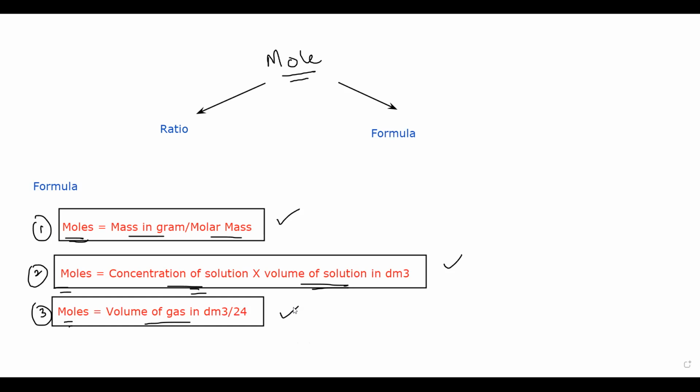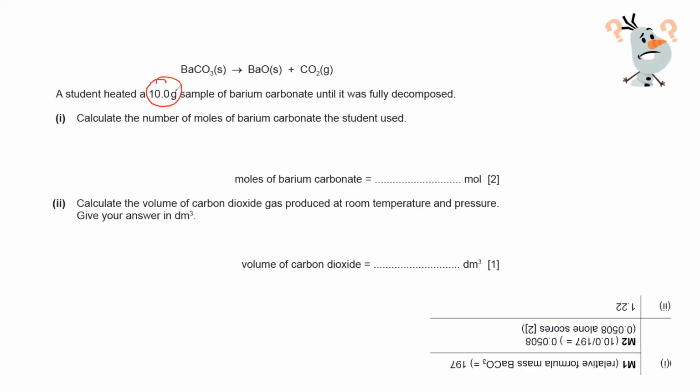Moving on to the next question, we have a 10 gram sample of barium carbonate. So we have the mass of barium carbonate and we need moles. What is the formula which relates moles with mass? Moles equal mass in gram divided by molar mass. Mass in gram is 10. But what about the molar mass? Molar mass means the molecular mass or atomic mass. So we have to find the molar mass of barium carbonate.